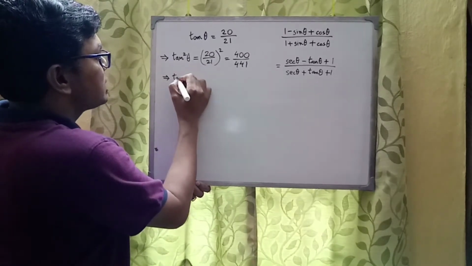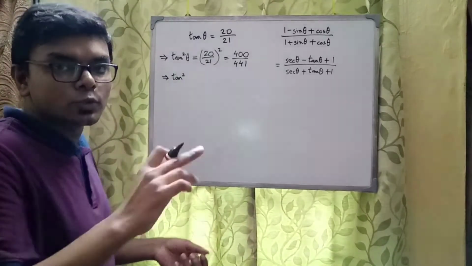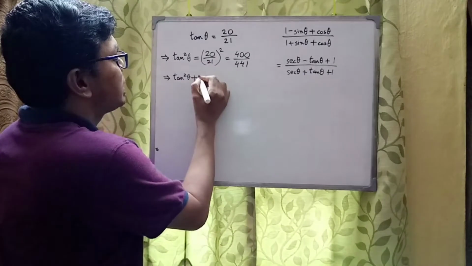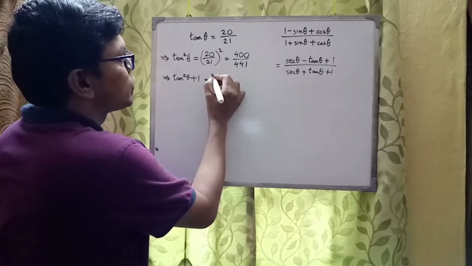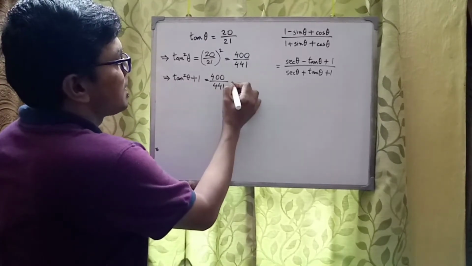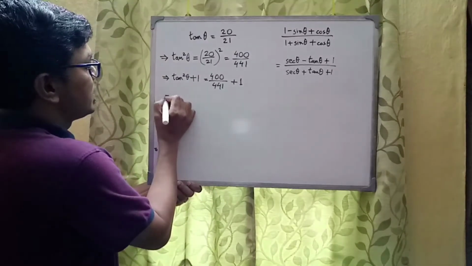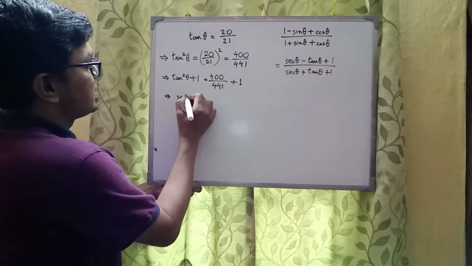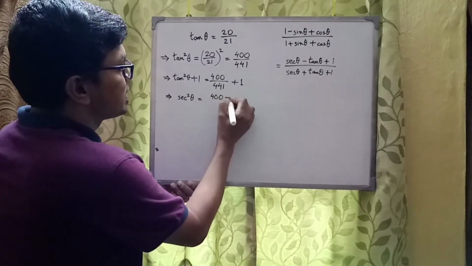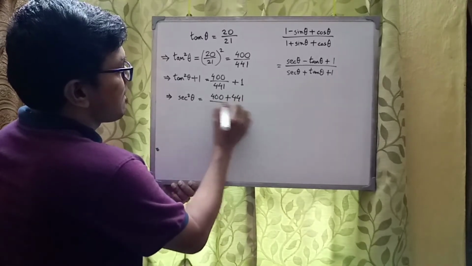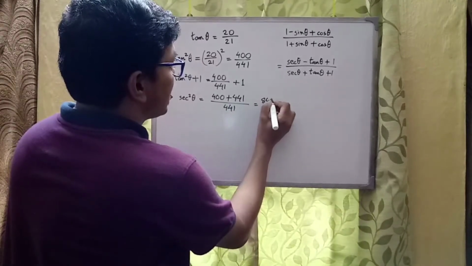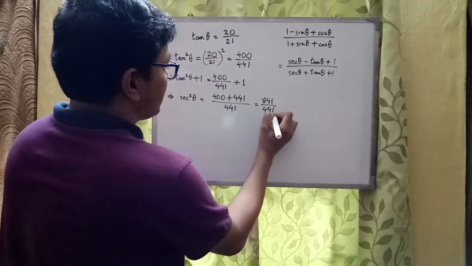Now we add 1 on both the sides. Why do we add 1? Because tan square theta plus 1, that would give us sec square theta. So tan square theta plus 1, we are adding 1 on this side, so we have to add 1 on this side as well. So 400 by 441 plus 1. That implies sec square theta equals to, now if we do this fractional addition, this would be 400 plus 441 by 441, that is actually 841 by 441.